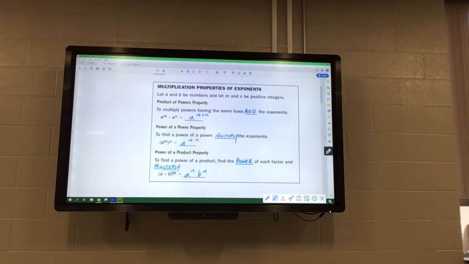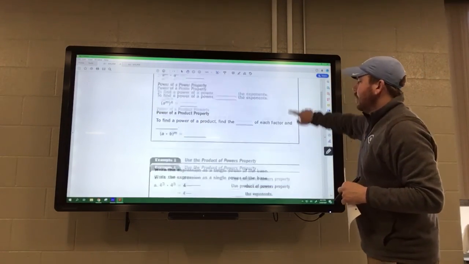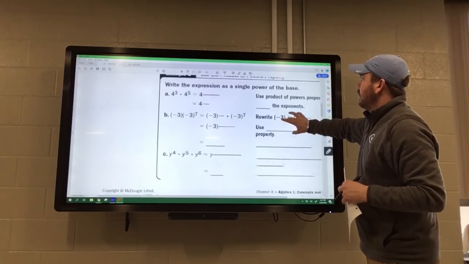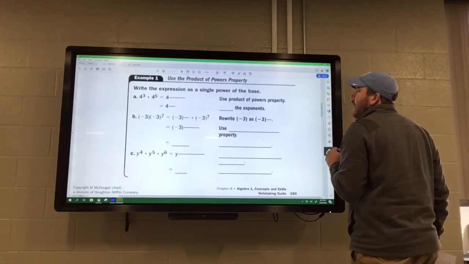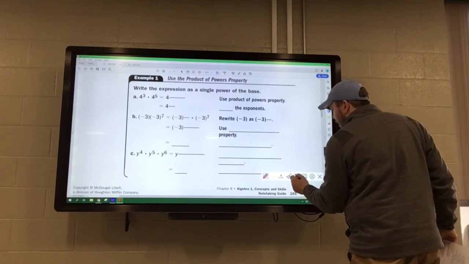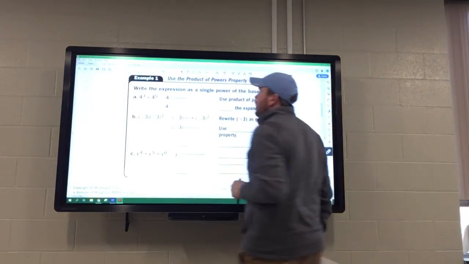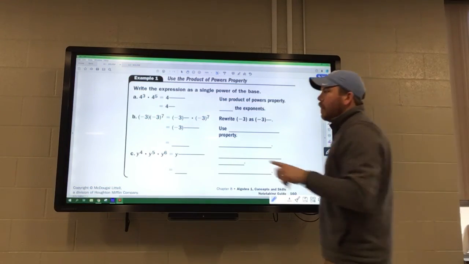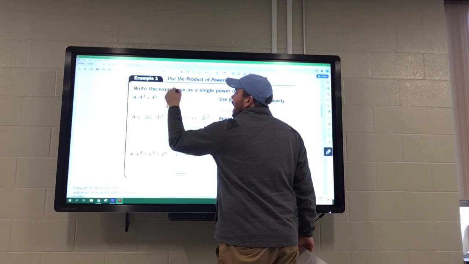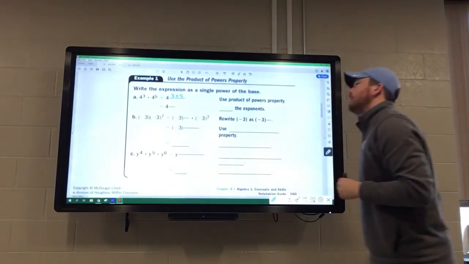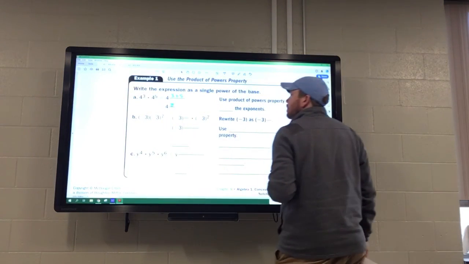Let's start by using the product of powers property. So, example 1. Our goal here is to write the expression as a single power of the base. We have 4 to the third times 4 to the fifth. When I multiply two powers with the same base, I keep my base and I add my exponents. So my final answer will be 4 to the power of 8.